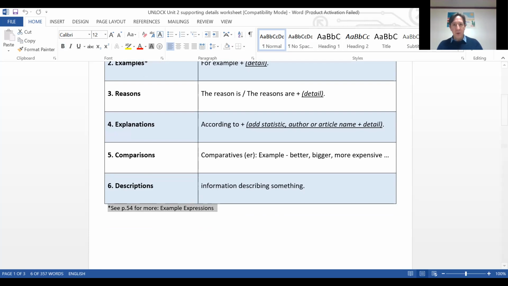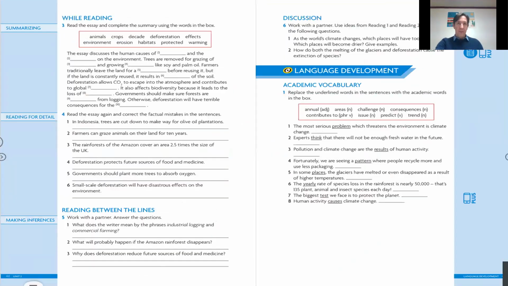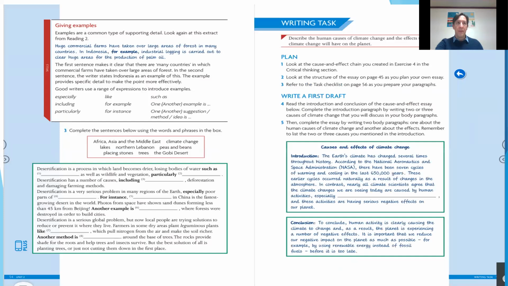On page 54 in your book, let's quickly bring up giving examples. Right, so look, examples are a common type of supporting detail. Look at the example from reading 2. The first sentence makes it clear that there are many countries in which commercial farms have taken over large areas of forest. In the second sentence, the writer states Indonesia as an example of this.